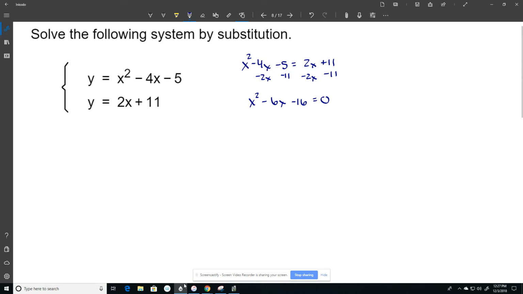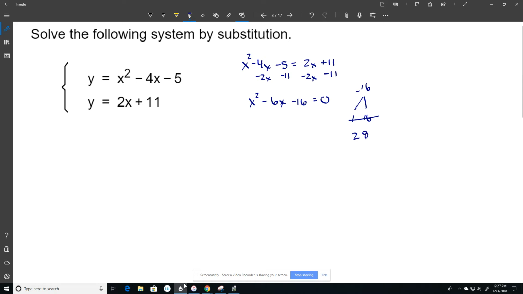Now, if I'm going too fast, pause the video, write down what I wrote, replay it. I know I'm kind of going quickly through the questions, but we have a lot to cover. So now I'm looking for factors of negative 16 that can add up to negative 6. 1 and 16 aren't going to work.